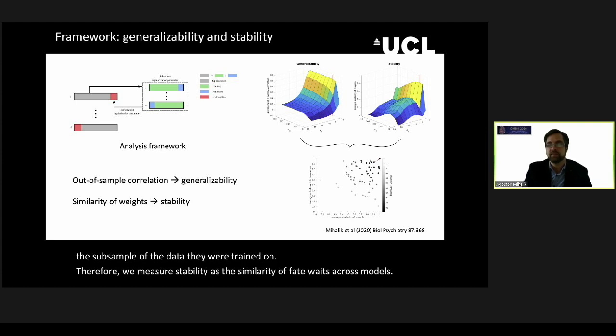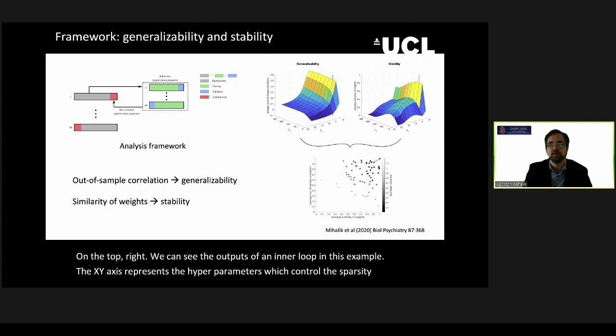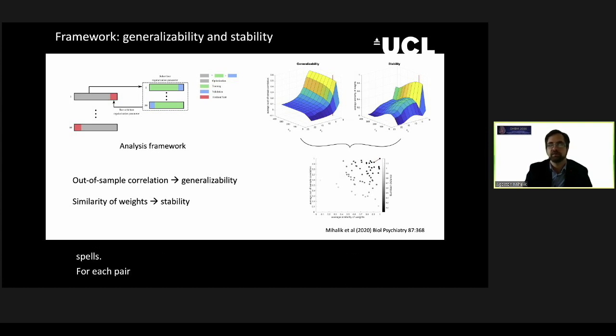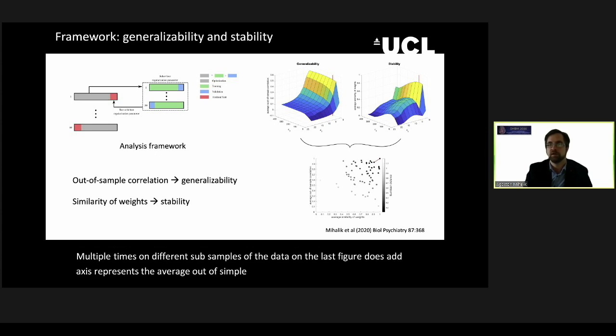On the top right, we can see the outputs of an inner loop. In this example, the X and Y axis represent the hyperparameters which control the sparsity of sparse PLS. For each pair of hyperparameters, the models are trained multiple times on different subsamples of the data. On the left figure, the Z-axis represents the average out-of-sample correlations of these models. On the right figure, the Z-axis represents the average similarity of model weights.